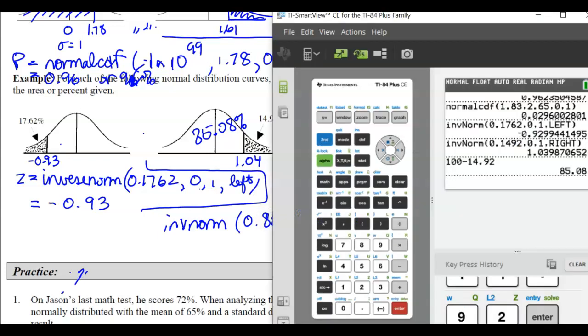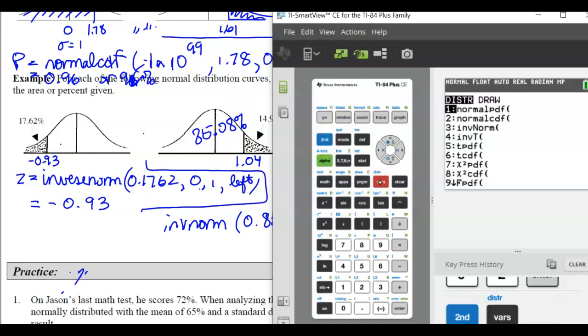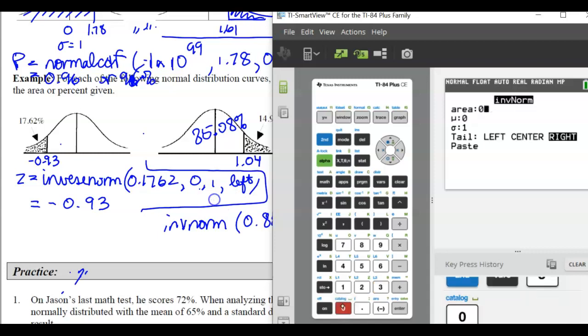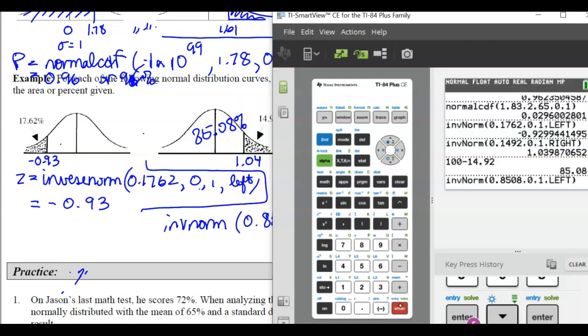And when you do that, so here, second distribution 3, 0.8508, 0, 1. So it will look like this. That's what you'll need to do. You won't have the left. You'll have inverse norm. You fill in the bracket 0.8508, 0, 1. You won't have the left because you don't have that feature.